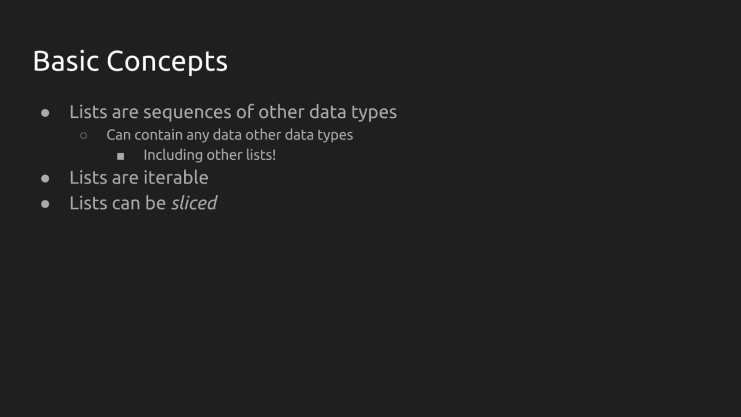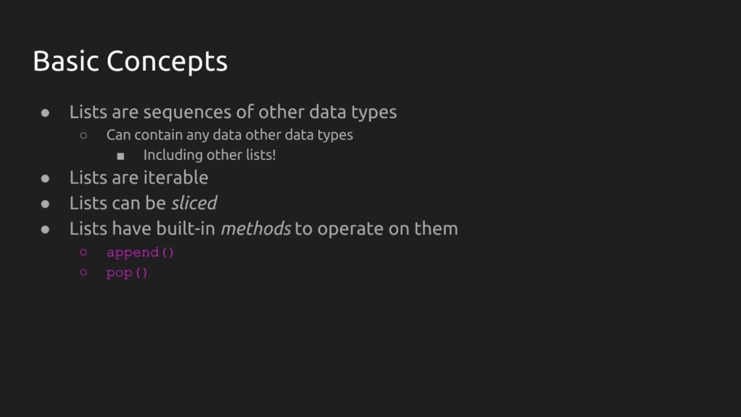They can also be sliced, meaning that we can create sublists or permutations of lists using special commands. Lists also have built-in methods to allow us to operate on them, like append and pop, which we'll see in a little bit. This is what a list looks like when we attach it to a variable. We can say things equals, and then inside of square brackets, the elements that we want in our list. Here, we're initializing our variable things to be the list containing the integers 4, 5, 6, and 7. In this example, all of the elements of the list are of the same data type. They're all integers. But it doesn't have to be that way.